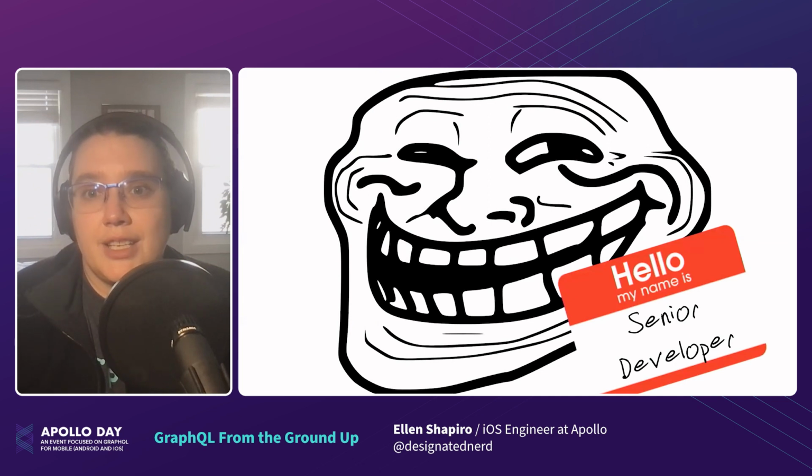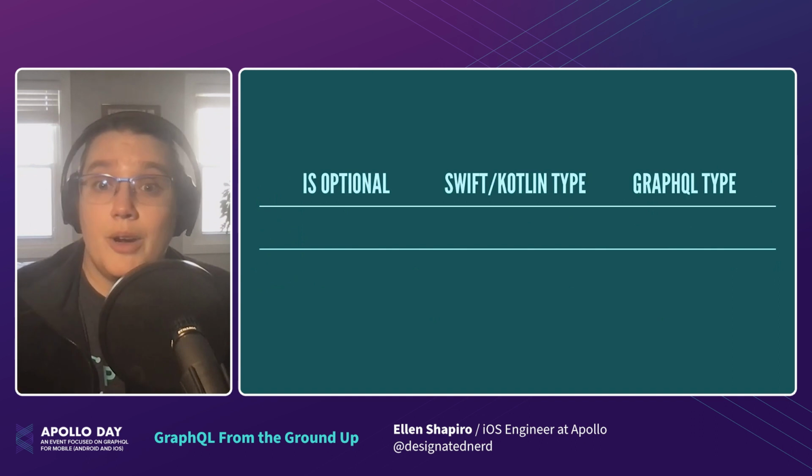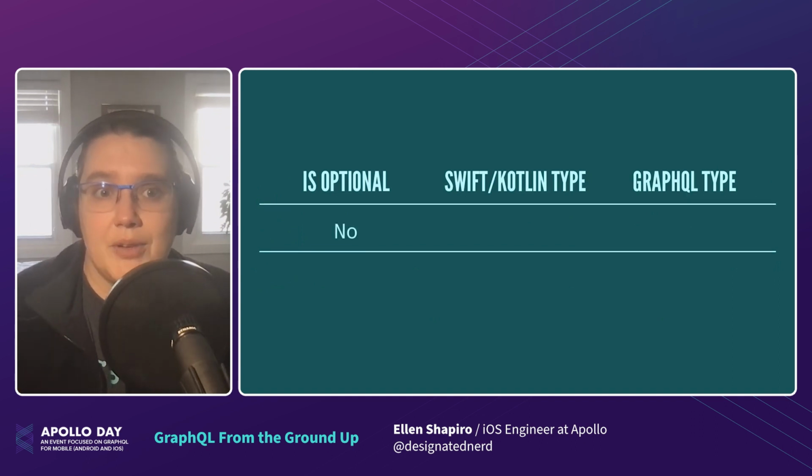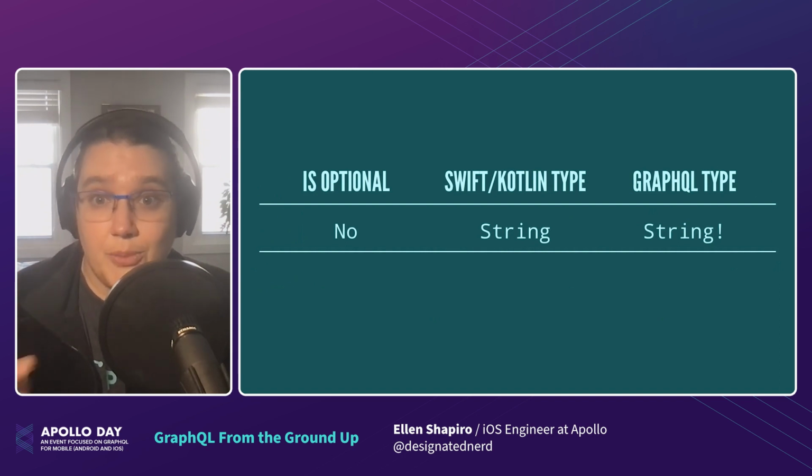Now, you may think that I'm trolling you because "it depends" is a horrendously senior developer answer, but the fact of it is that there's a difference between Swift and Kotlin and GraphQL when it comes to optionals. In Swift or Kotlin, if you want something to be non-optional, you just write the type name with no annotations. For GraphQL query language, the way you annotate something as non-optional is to give it an exclamation point.